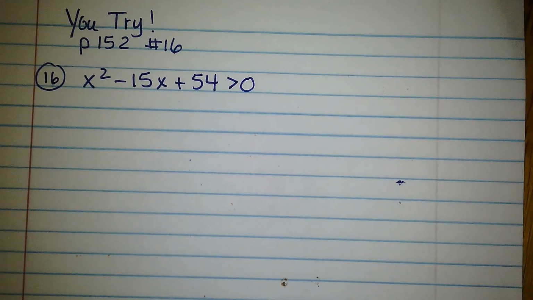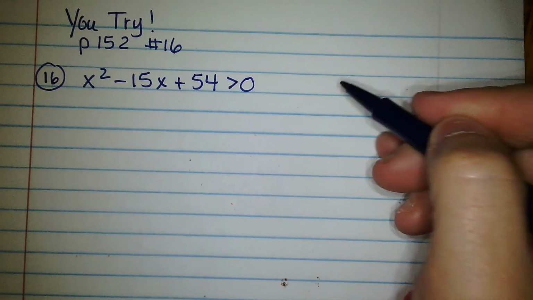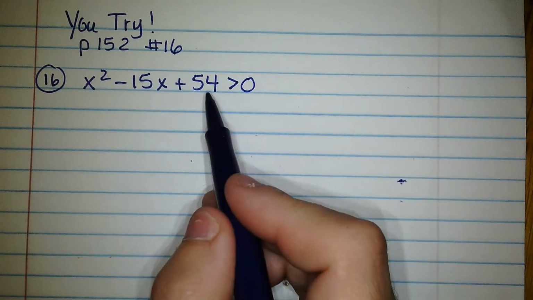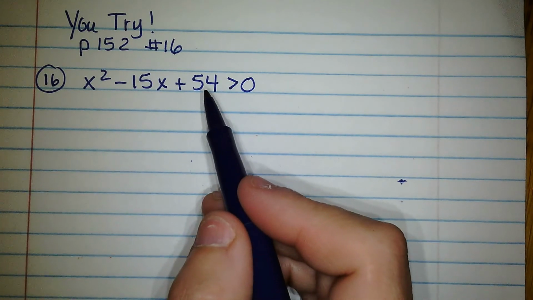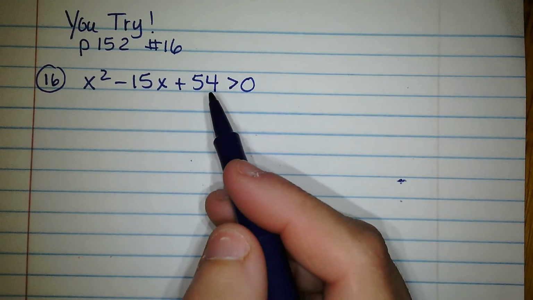All right, so this was the You Try, and this was on page 152, number 16. What's good about this one is that it was already in standard form. So basically, all you have to do is solve for x. Now, factor, quadratic formula, synthetic division, factor theorem, whatever it takes for you to get these two values for x, go ahead and do so.